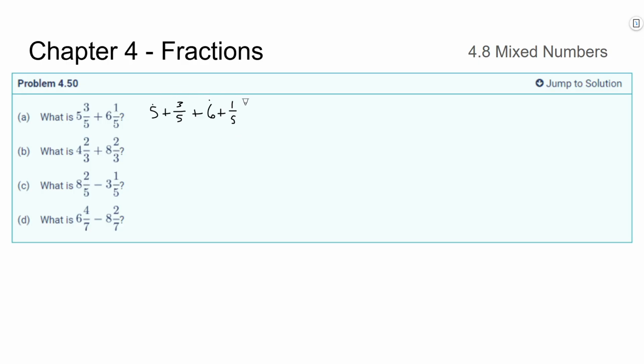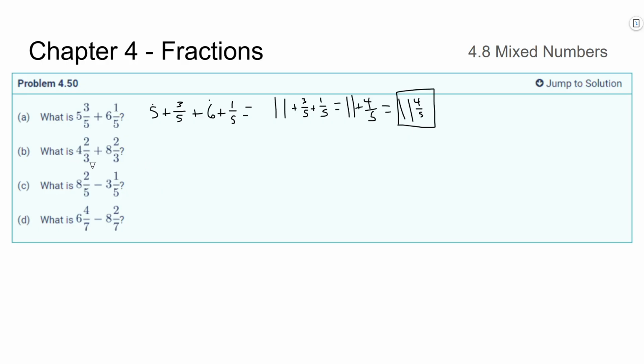So 5 plus 6, that's pretty easy. That would just be 11. So 11 plus, and then now we have these fractions left. So 3/5 plus 1/5. Well, that's pretty easy. 3/5 plus 1/5 is just 4/5. So now we have 11 plus 4/5, or just 11 4/5. All right, so that's one way to do it, and so I'll show a different way for the next problem.